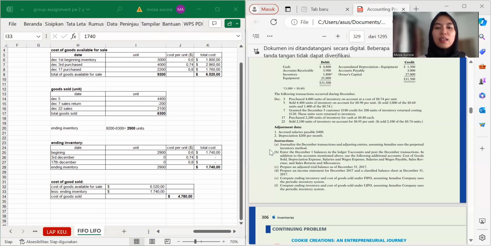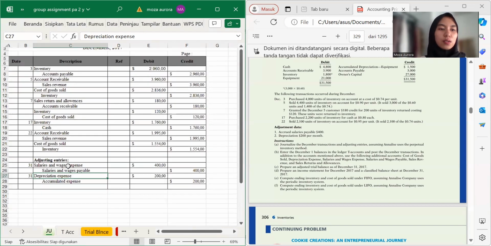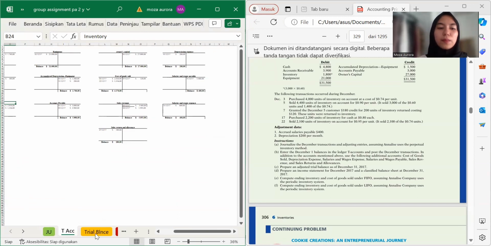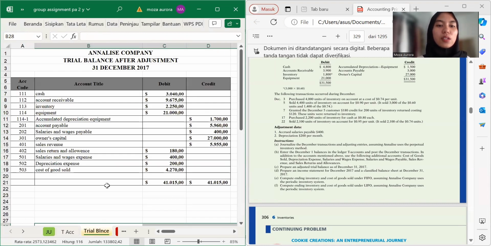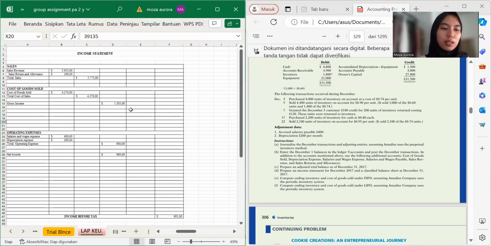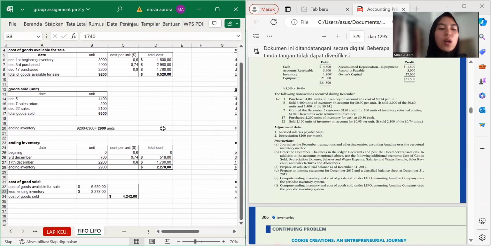Okay, thank you, Amila. We have already discussed all of the instructions for points A to F, and I will summarize today's discussion. The first is the journal entries for the company in December 2017, with the adjusting entries also. The next is the T accounts of all accounts that occur in the company. Also, this is the trial balance after adjustment, and we get the debit and credit sides at $41,050. The next are the income statement, balance sheet, and statement of equity changes of the company. And the last is the ending inventory and cost of goods sold with the FIFO and LIFO methods.